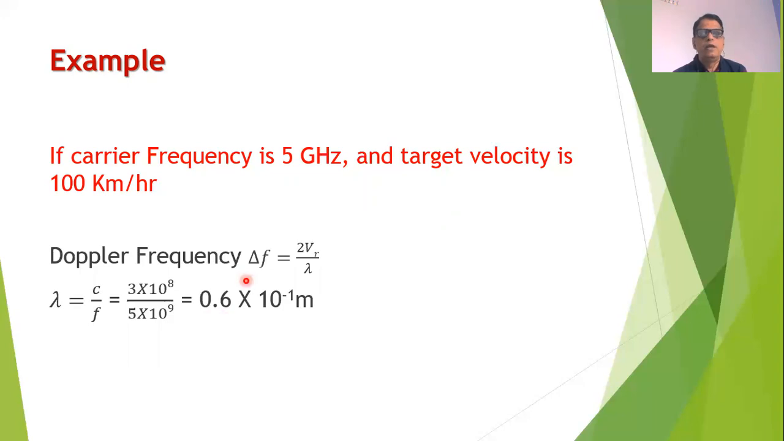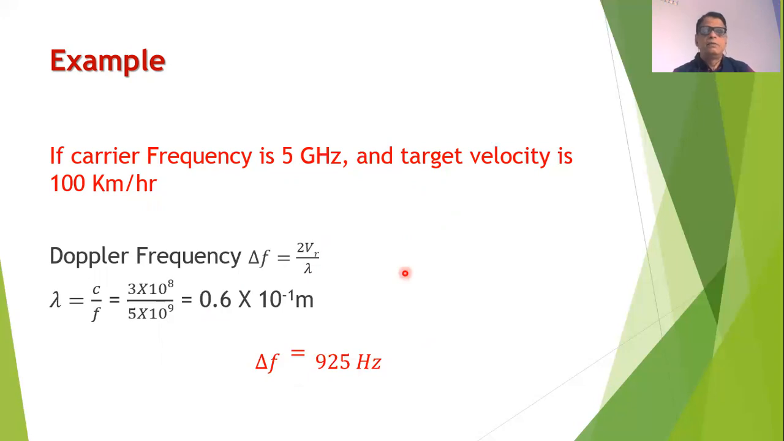Now, if you substitute the value of this lambda, and the velocity Vr, which is 100 kilometer per hour, you need to convert this velocity into meter per second, isn't it? Therefore, 100 into 10 to the power 3 divided by 60 into 60, to convert it into meter per second. If you substitute these values in this equation, then you can easily get the frequency deviation, and this change in the frequency, delta f, is equal to 925 hertz.